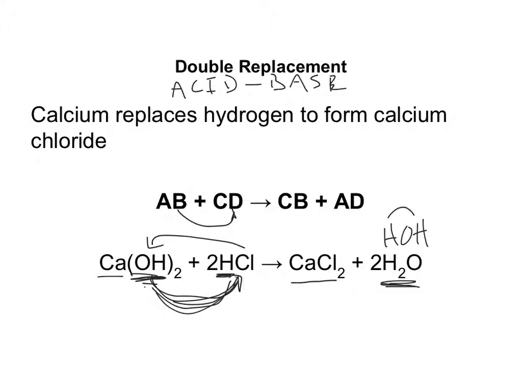So that's where you had two compounds on the left and two compounds on the right, and the difference from left to right is that the compounds traded partners. That's a double replacement, and that one happens to be acid-base.